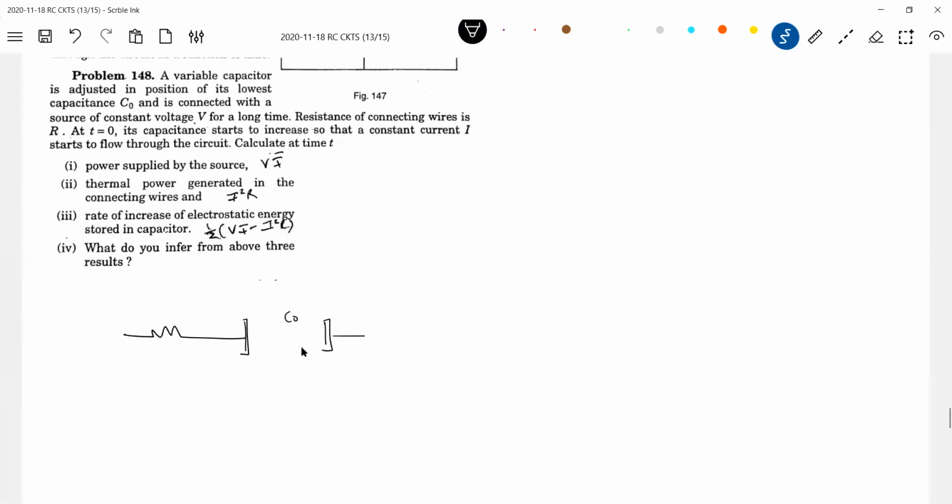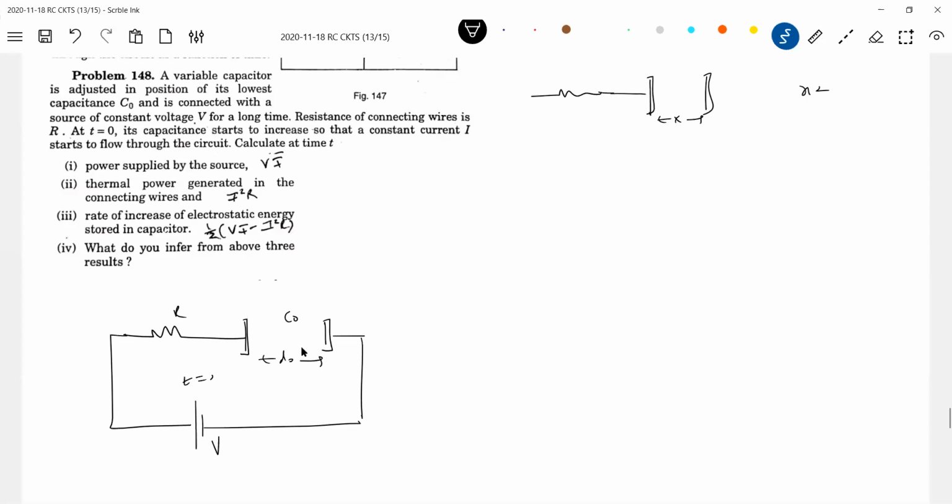So there's the initial C naught, and R, and it is connected to a constant voltage source V. This is t equal to 0. Let's assume that. Now at any time t, x will be less than d naught. I think this is the only possible way in which I can vary the capacitance, so that a constant current I flows.